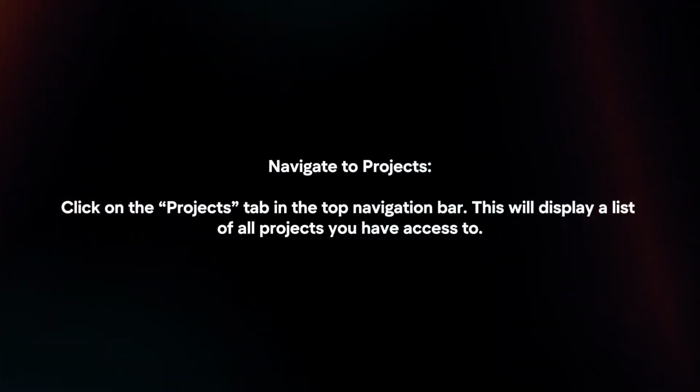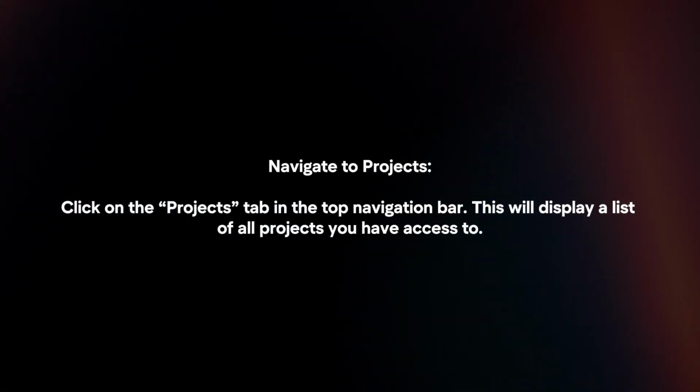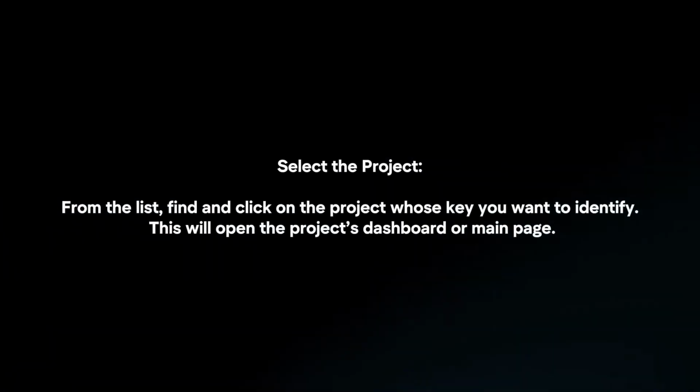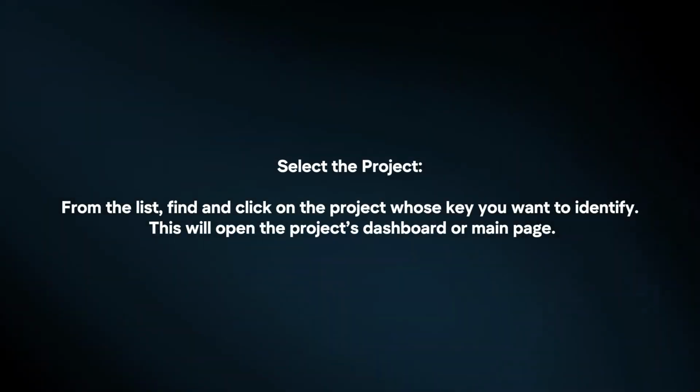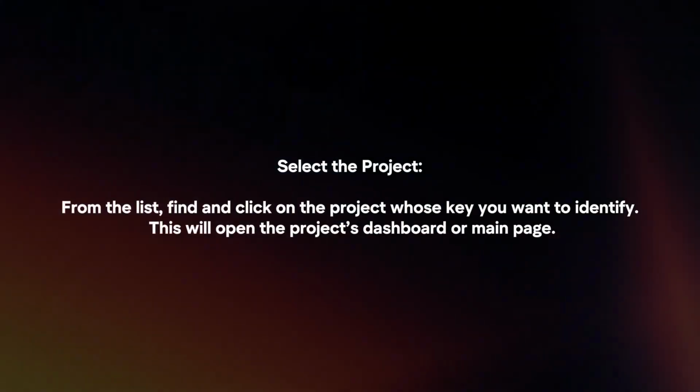Navigate to Projects. Click on the Projects tab in the top navigation bar. This will display a list of all projects you have access to. Select the project. From the list, find and click on the project whose key you want to identify. This will open the project's dashboard or main page.